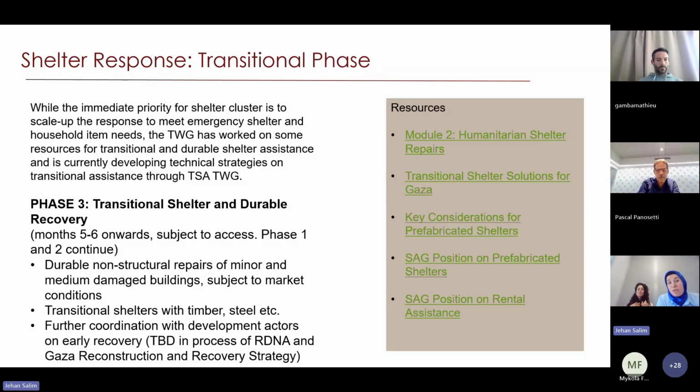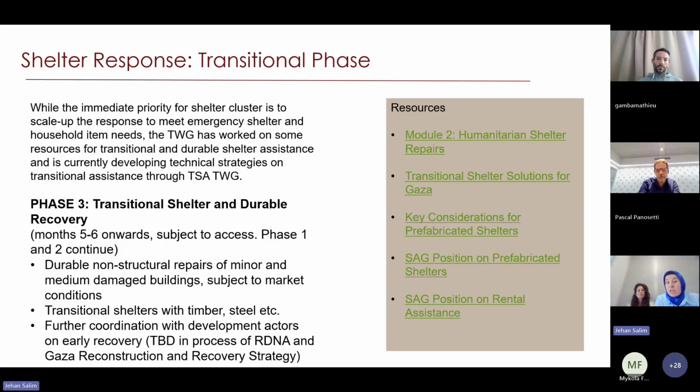Then further coordination with development actors. So, for example, with this RDNA, the rapid damage and needs assessment, and then with this Gaza recovery strategy group, we will try to see how also to support in that. We do have a lot of resources in this, like the humanitarian shelter repairs we have developed, and then we developed transitional shelter solutions for Gaza. It's not only one solution; it's multiple solutions.